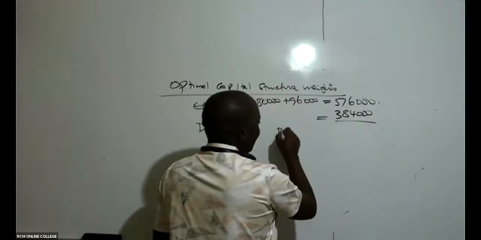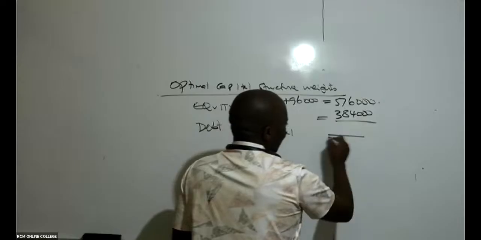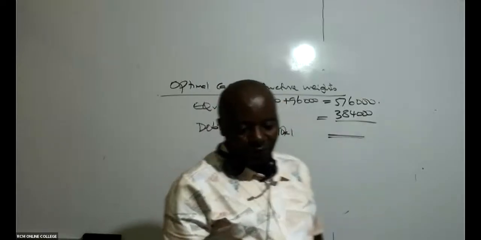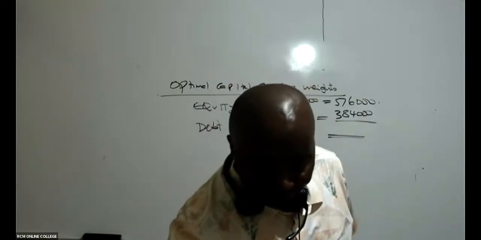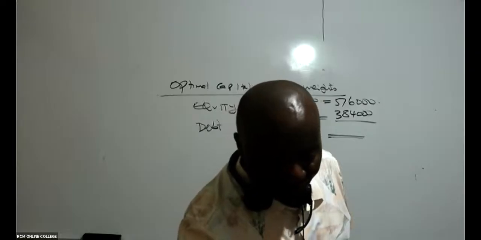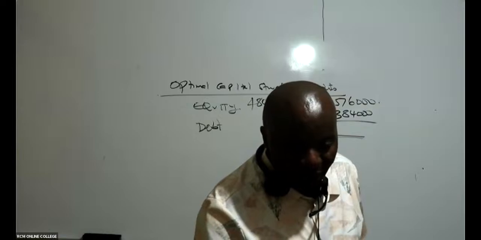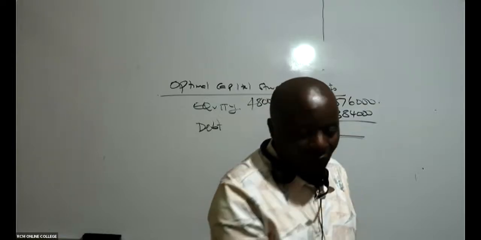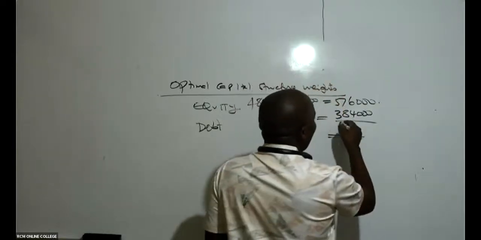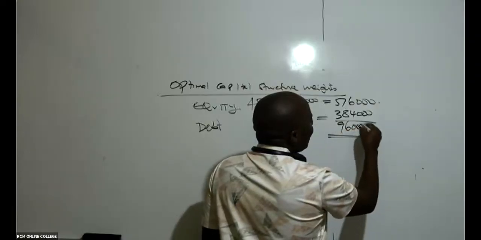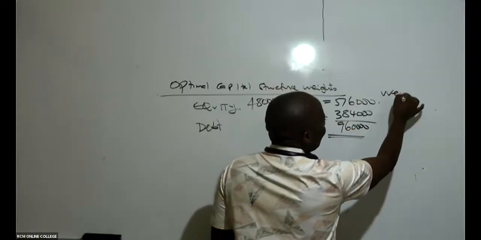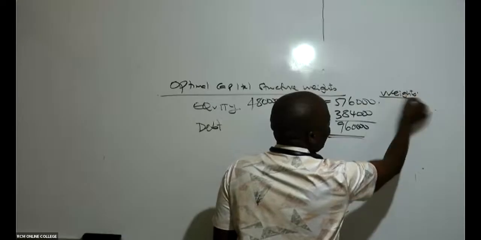Please give me the total here, the total capital structure. What do we have for the total, ladies and gentlemen? The total when you add the two is 960,000. So this is 960,000. So I want you guys to give me the weights here.